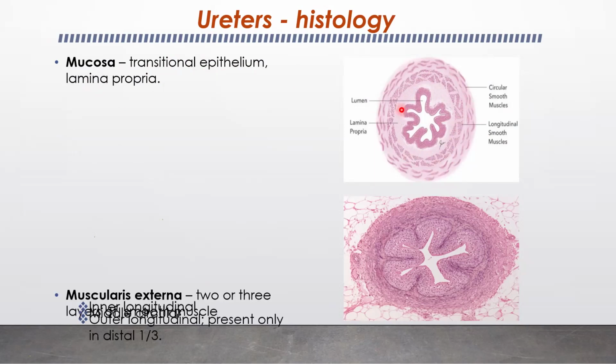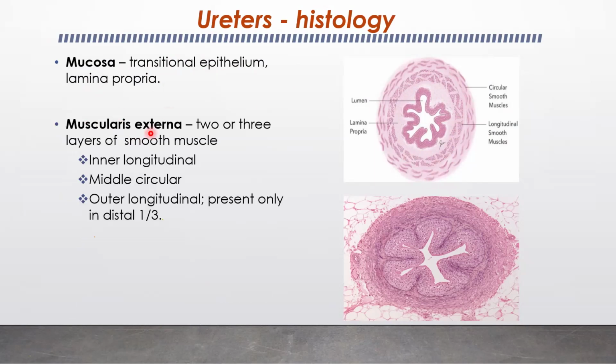Then from there, it will also have a muscularis externa with 2 to 3 layers of smooth muscle, but most of the time 3 layers. We'll have inner longitudinal, middle circular, and outer longitudinal, as you can see the layers here. So here we have inner longitudinal, then middle circular, and then an outer longitudinal present only on the distal one. That is a similar case.